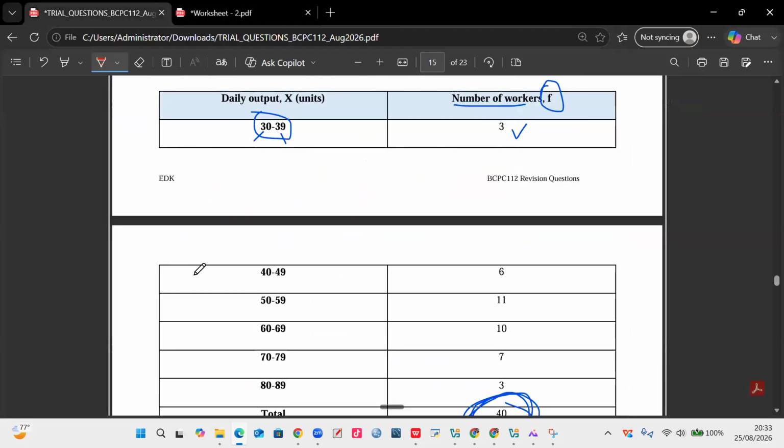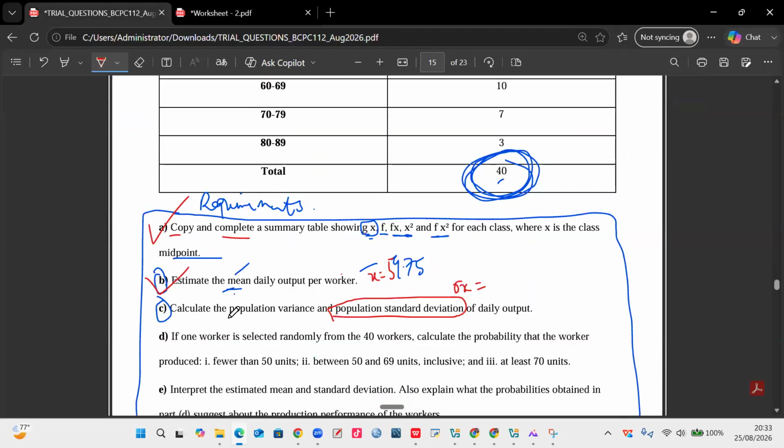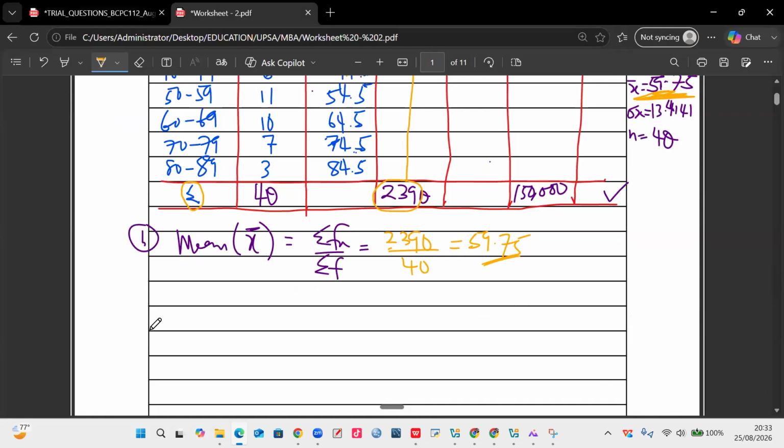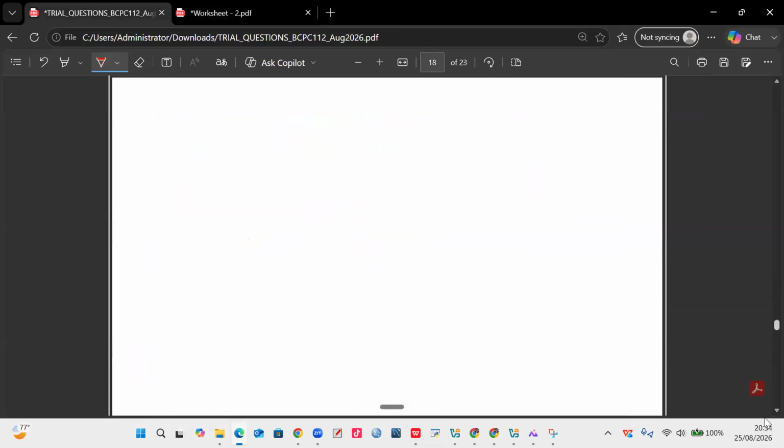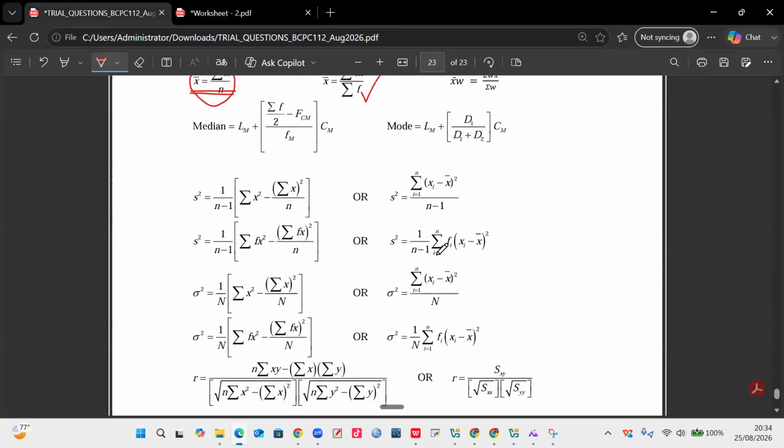Okay, so you are done with B. Let's go to C. Calculate the population variance and the population standard deviation. First, let's find the population variance. Let's go to the formula sheets and pick the formula from there. Remember, this one involves fx. This one here is for continuous data, like question 3. For question 3, you use this method.